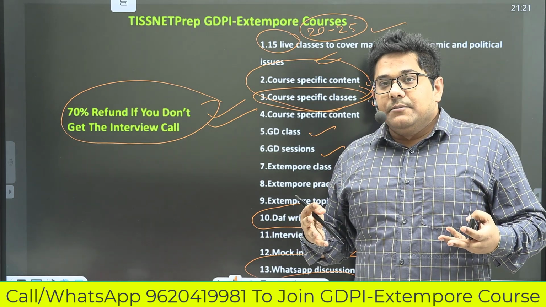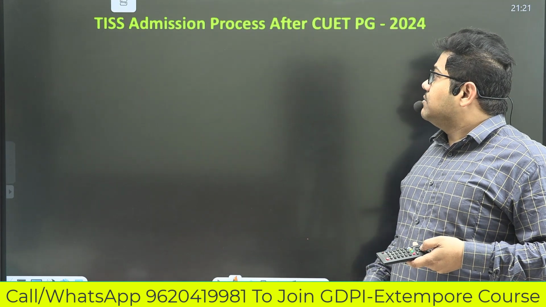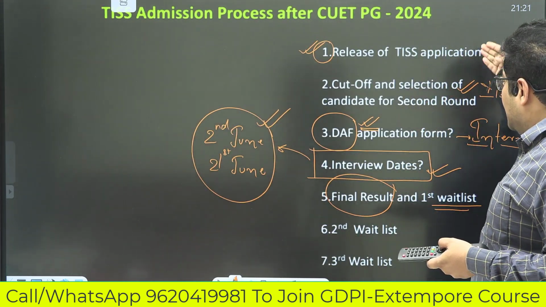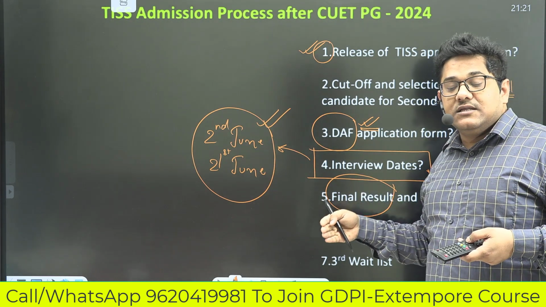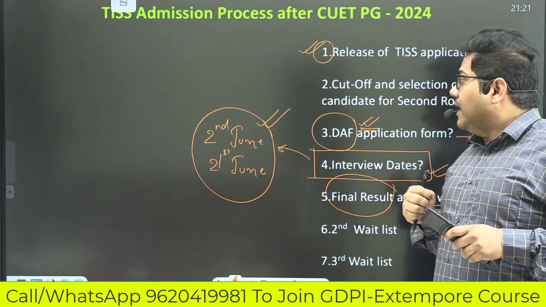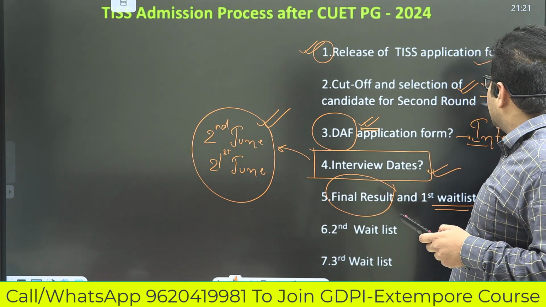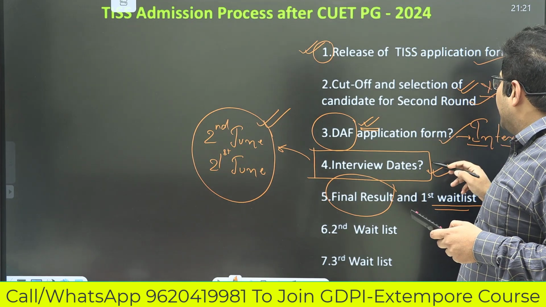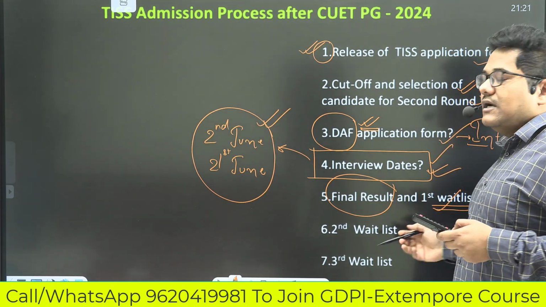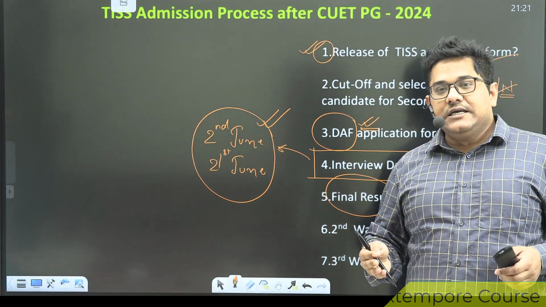So this is pretty much about the further selection process that most of the students were having doubts about, and I'm basing this video on the detailed mail that I have got through TISS admission support. So this is it. Form would be released, cutoff, DAF filling, interview dates, final result, and further 2 wait lists. Okay, so that's it. Thank you.